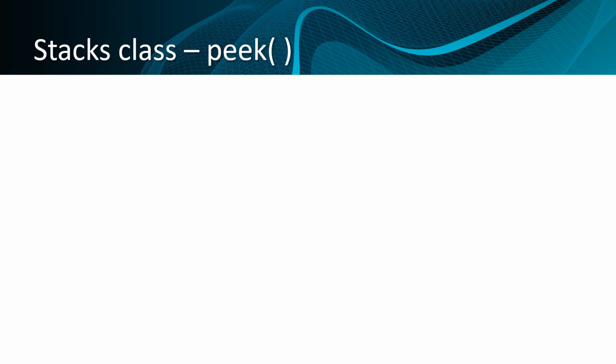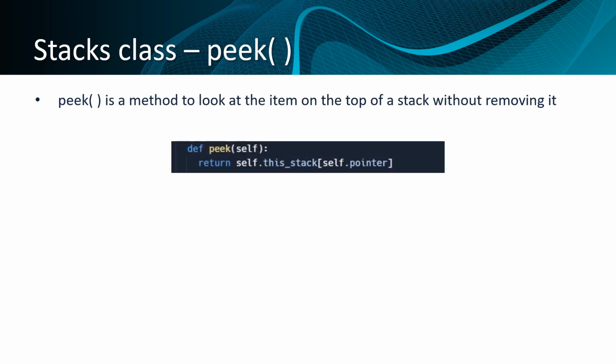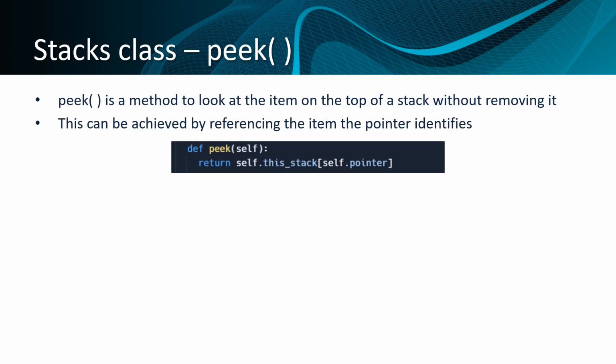Peek is a method to look at the item on the top of a stack without removing it. This can be achieved by referencing the item the pointer identifies. So we're just going to return self.thisStack[self.pointer], the item that the pointer is pointing to in the stack.